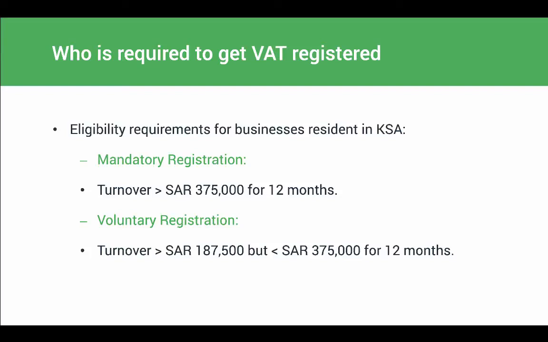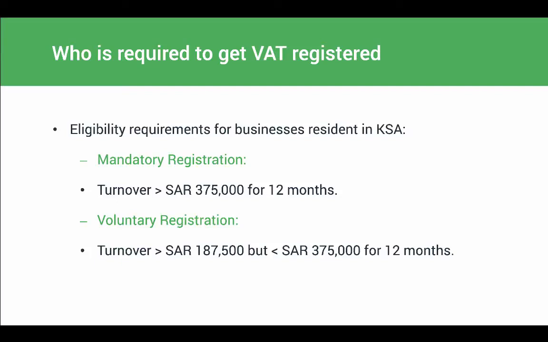Additionally, there are two groups for whom VAT is optional. Group 1: businesses which make an annual taxable supply of goods and services greater than 187,500 rials but less than 375,000 rials are eligible to register voluntarily. Voluntary registration provides significant benefits for the companies since it allows the deduction of input tax.